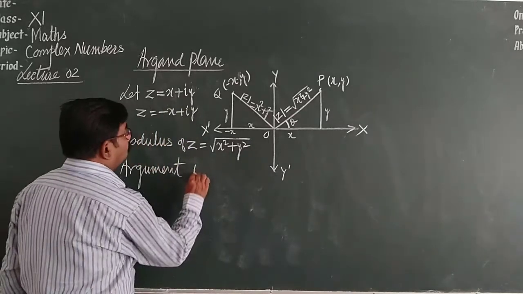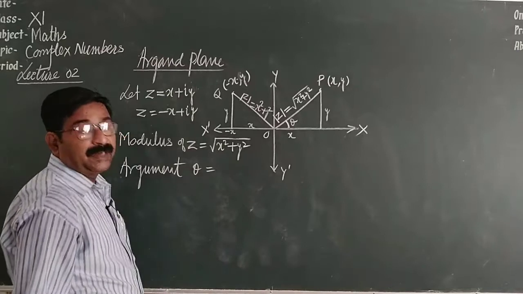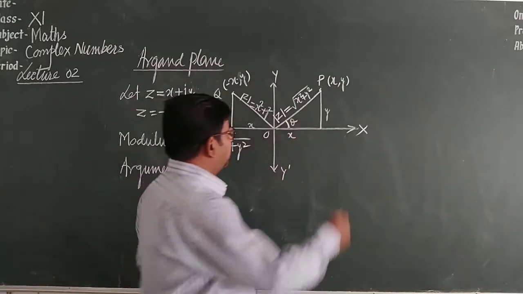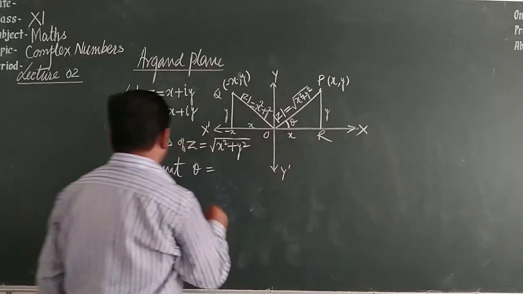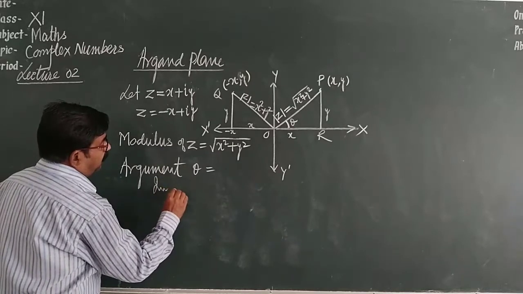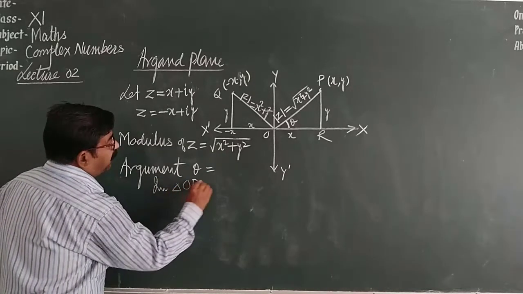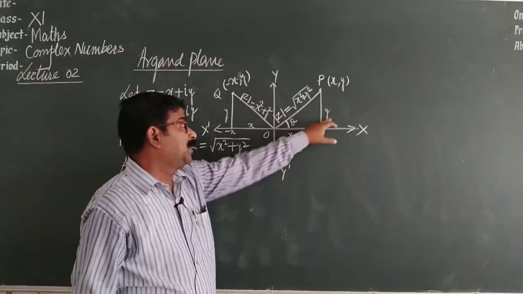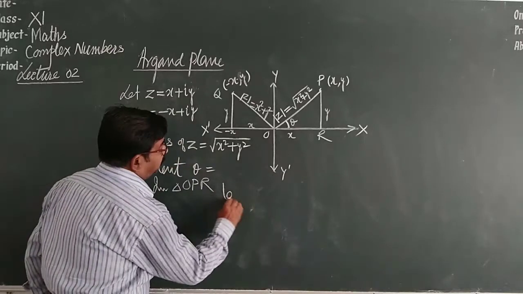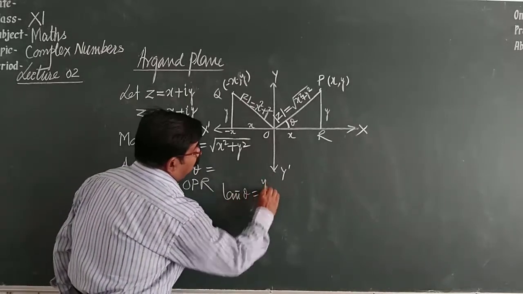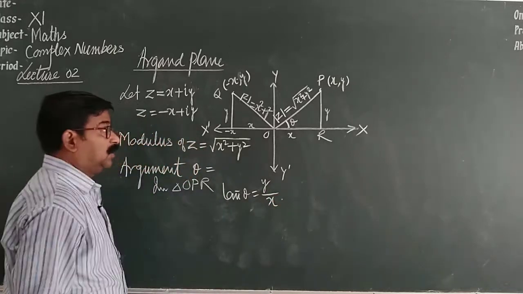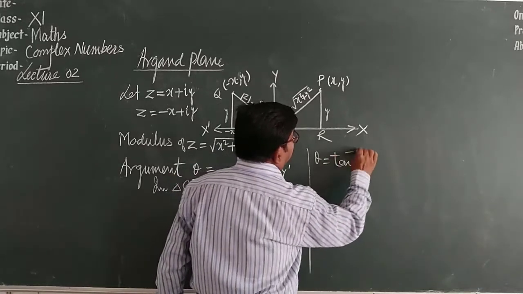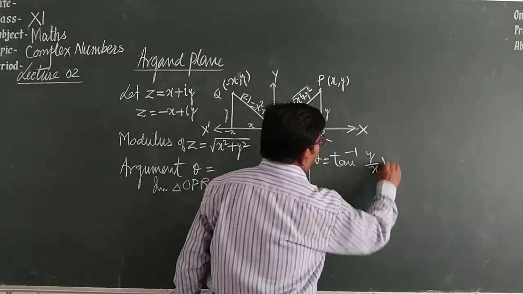So the argument is called angle theta, and this can be found using this triangle, suppose triangle OPR. In triangle OPR, simply we can use tan theta. This angle is known, perpendicular upon base, so tan theta is equal to y upon x, or we can say theta is equal to tan inverse y upon x.